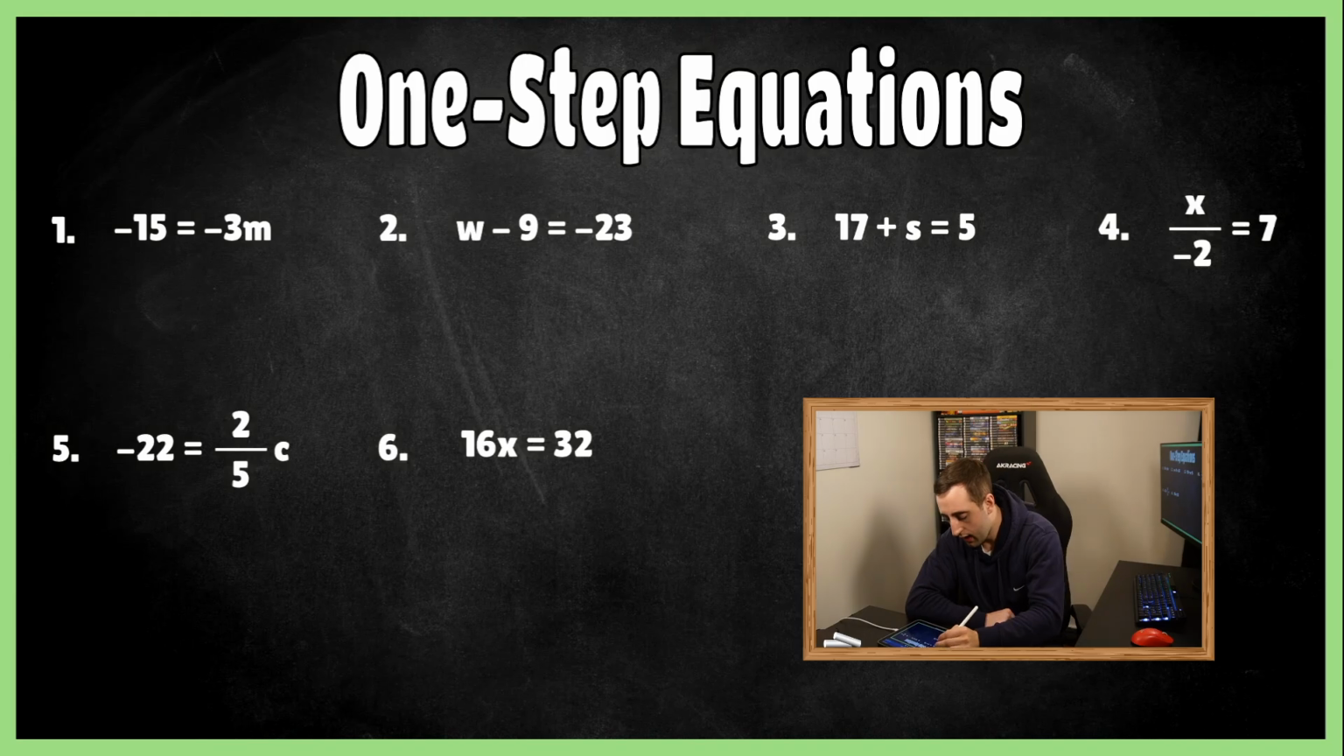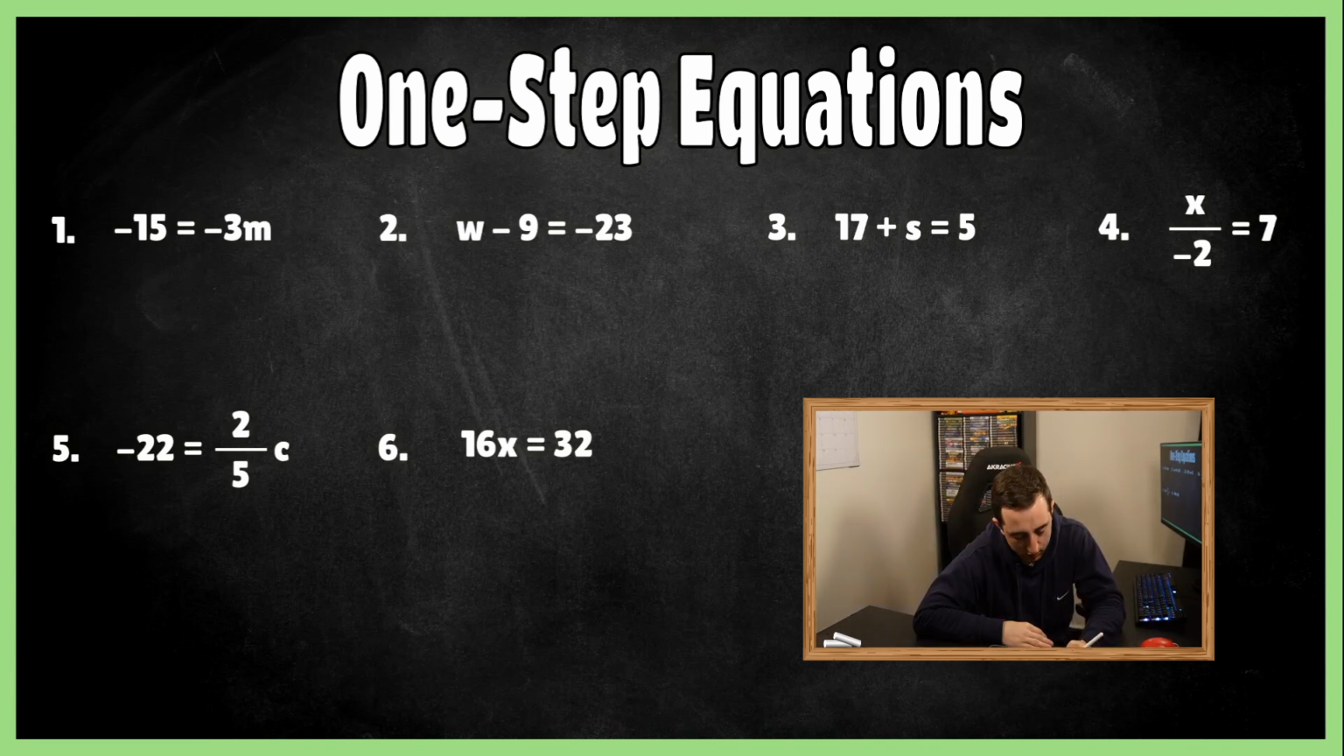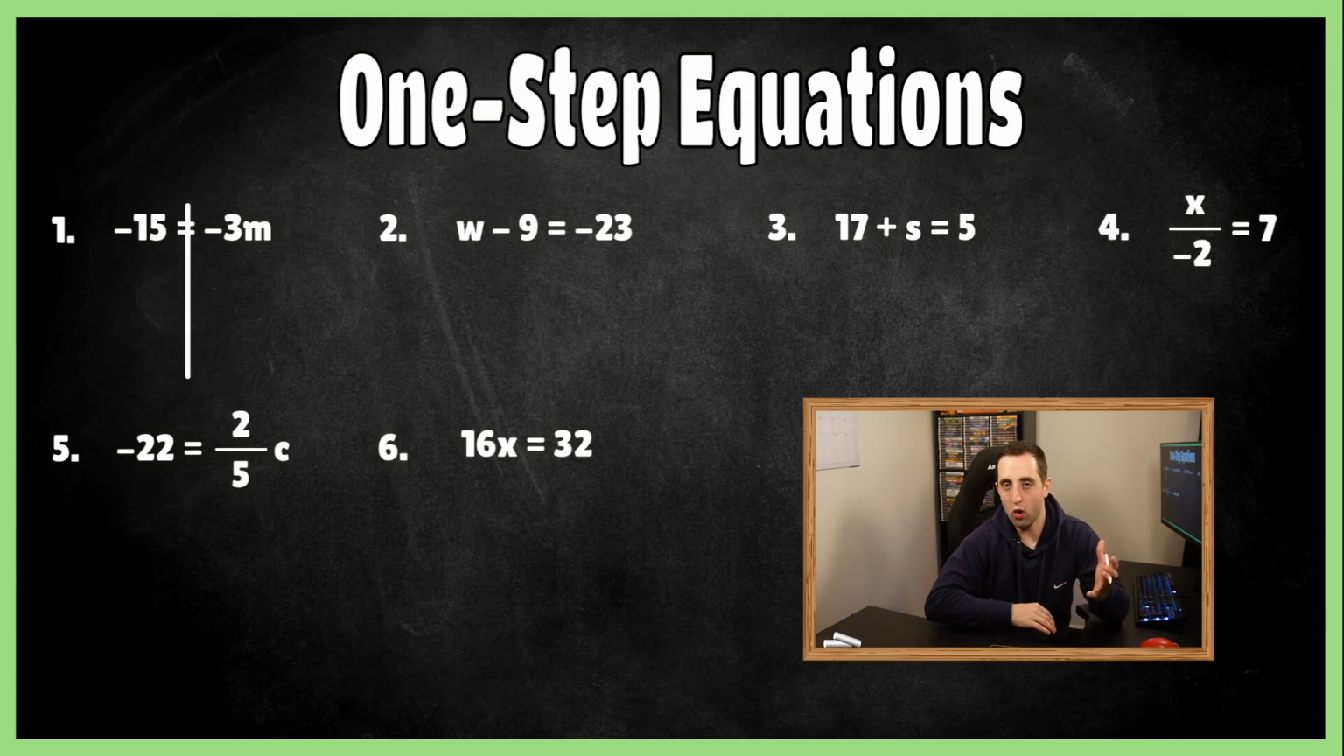So for number one, I always tell my students to build a wall. I want you to separate the left side and the right side of the equal sign. So let's go ahead and do that first. I'm going to draw a line right through the equal sign, which is essentially building a wall. We want to separate the left side and the right side. And our goal with this is to get the variable isolated or by itself. Doesn't matter if it's on the left side of the wall or the right side of the wall.